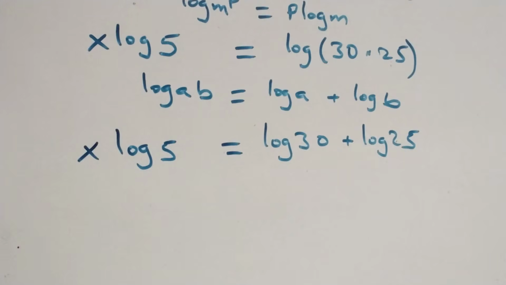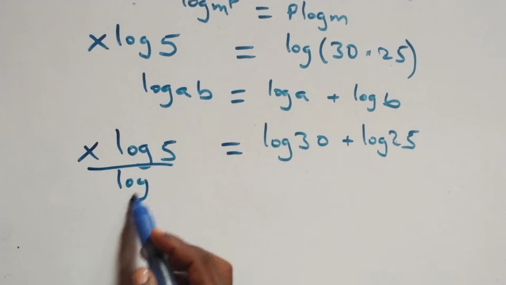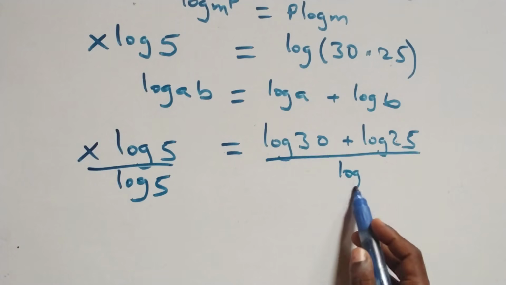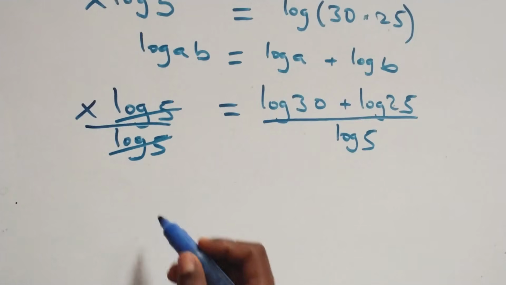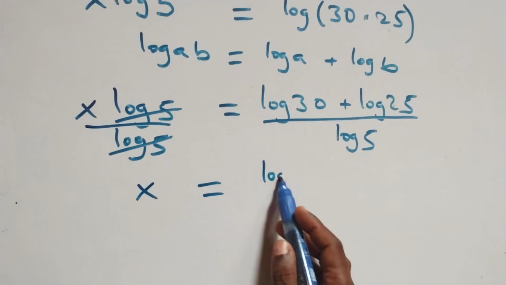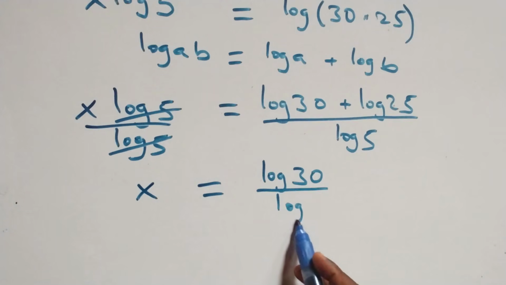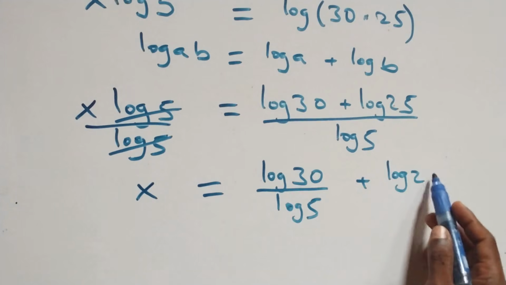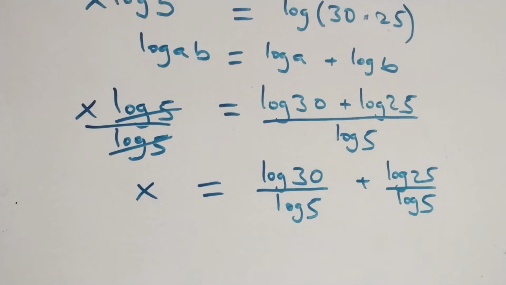Then we divide both sides by log 5. We divide this side by log 5, and also divide this side by log 5. That is, here log 5 cancel each other, and we have x equals log 30 over log 5 plus log 25 over log 5.